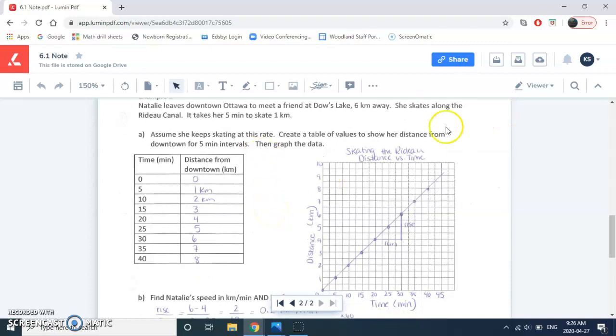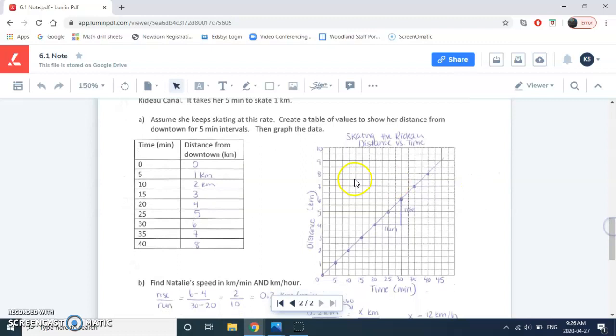Okay, so first thing we need to do is graph the data. So we need to find out which one is our independent and which one is our dependent. So our independent, which doesn't depend on the other one, is the time. Time will continue on regardless of how far we go. But the distance that we travel depends on our time.